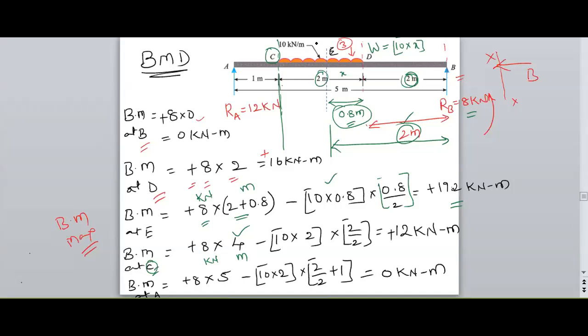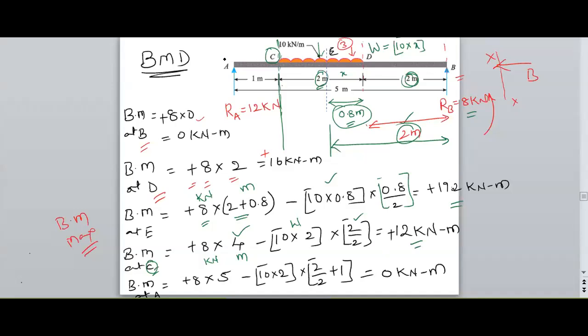Next, the UDL converted to a point load, that is 10 into 2 meters. So the total length needs to be considered here, because I am considering the section at C, the total UDL is to be considered. Therefore, 10 into 2 is the point load, and the distance from C is 2 by 2. Therefore, it is a positive 12 kilonewton meter.